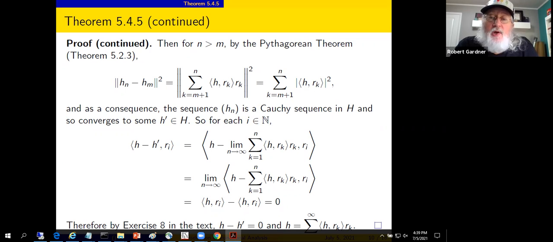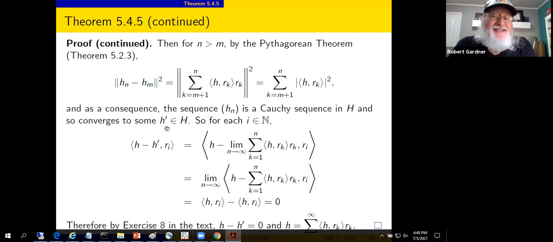If n and m are sufficiently large, since the S sub n sequence is Cauchy, we can make this small. This would represent S sub n minus S sub m. Fine, then you can make this small. If you can make this small by making n and m sufficiently large, then you can make that small. In other words, the H sub n sequence is also a Cauchy sequence, but it's a Cauchy sequence of vectors in H. Hey, H is a Hilbert space, it's complete, Cauchy sequences converge. So that sequence converges to something in H, let's call it H prime.